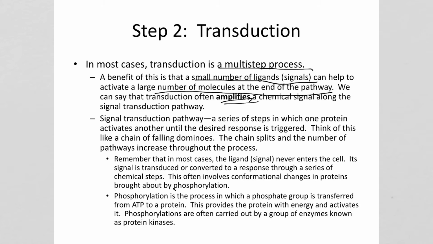Many of the steps in this process involve phosphorylation, which is the transfer of a phosphate group typically from ATP to a particular protein, causing that protein to be activated. This process often involves a whole category of enzymes that carries out these phosphorylations, and those enzymes are called protein kinases. So many of these steps are carried out by protein kinases, enzymes that activate other proteins by transferring a phosphate group and therefore energy to them.